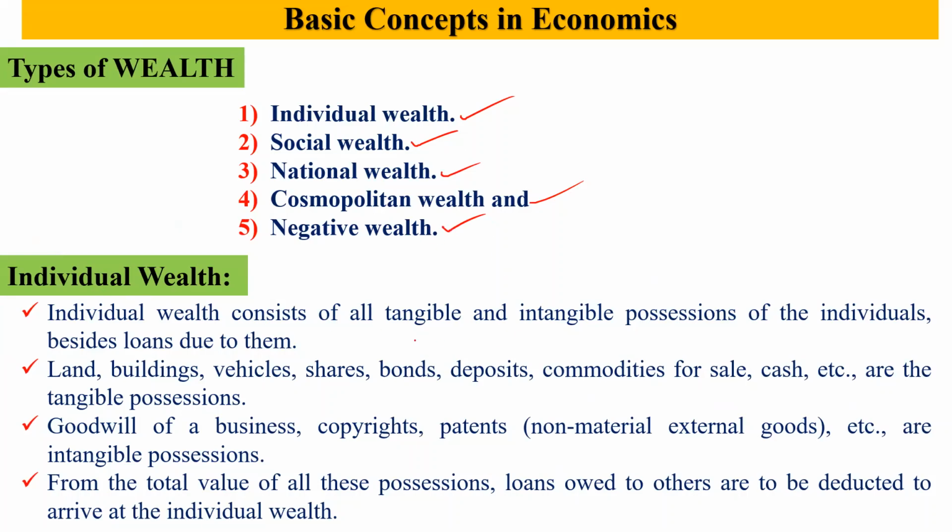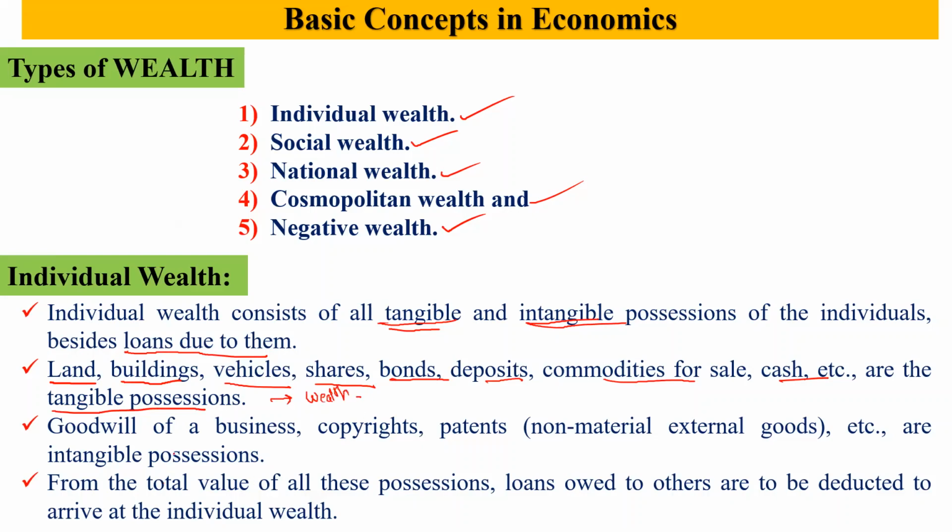Individual wealth consists of all tangible and intangible possessions of an individual besides loans due to them. Other than the loan, everything that an individual has, tangible and also intangible, that is material and non-material, is considered individual wealth. For example, land, buildings, vehicles, shares, bonds, deposits, commodities for sale, cash. These are examples of tangible possessions. So these are all wealth.